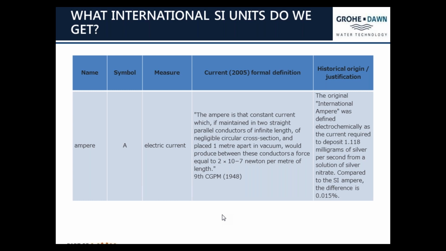Compared to the SI ampere, the difference is 0.015%. So at least it makes some more sense as opposed to the formal definition with 10 minus 7 Newton meters per square length, and I don't know all the other fantastic scientific names and explanations to that. However, just bear in mind that electrical current is immeasurable.